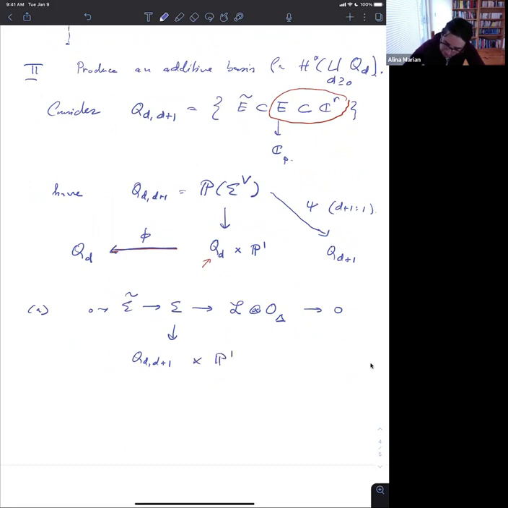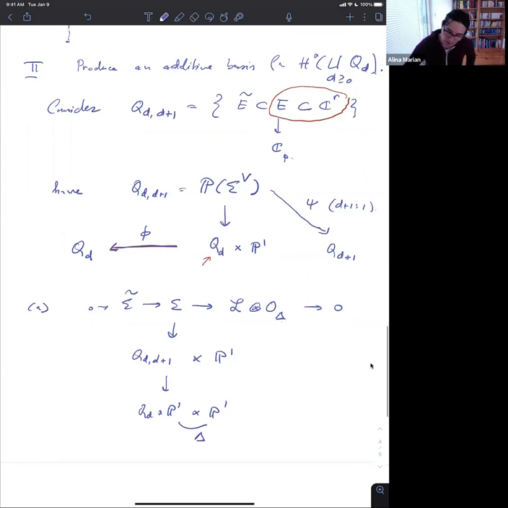Okay, so now I'll explain immediately what this is. Here, of course, this maps to QD cross P1, and on this diagonal you see there's a divisor, which is just a pullback of the diagonal on P1 times P1. So this parametrizes the elementary modification at the point.